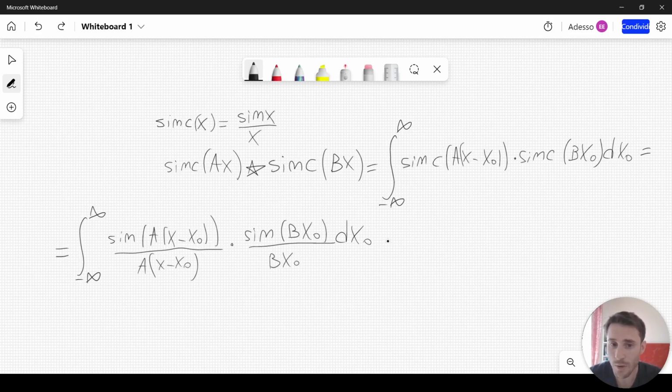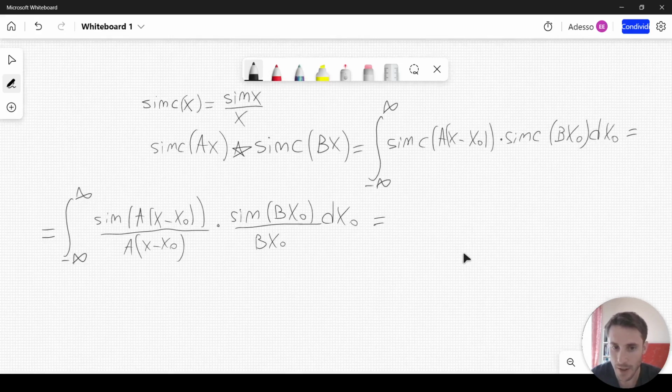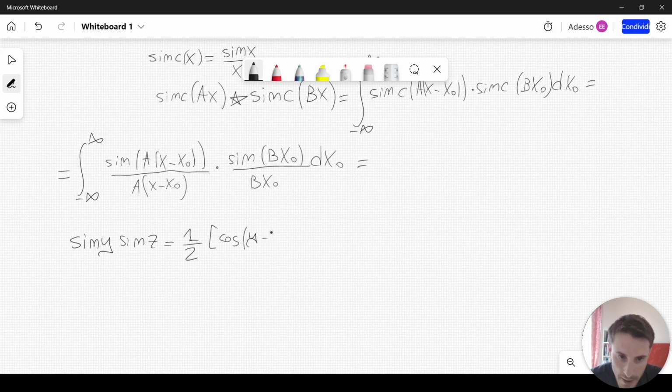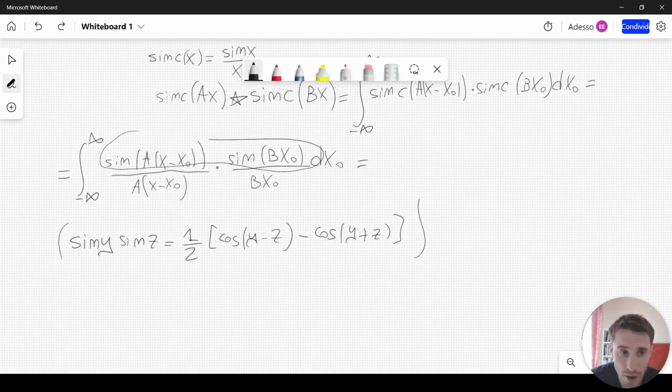What I want to do next is I want to use a trigonometric identity, a simple trigonometric formula. The formula is the following. So we have the sine of y times the sine of z. It's easy to see that this is equal to 1 over 2 and then I have the cosine of y minus z, and then I have minus the cosine of y plus z. So you can check out that this formula actually holds, and we are going to use this formula here because we have a product of two sines, and we can convert the product of two sines into a difference of cosines. So we have a product of sinusoidal functions.